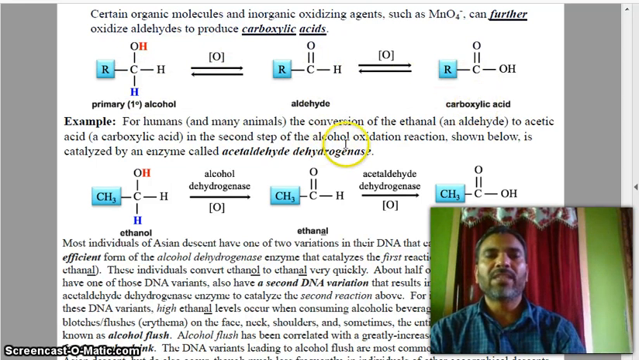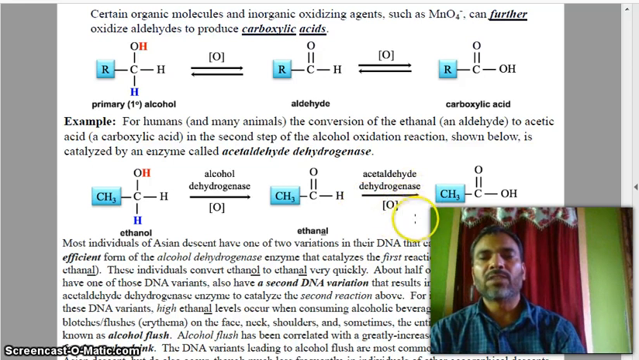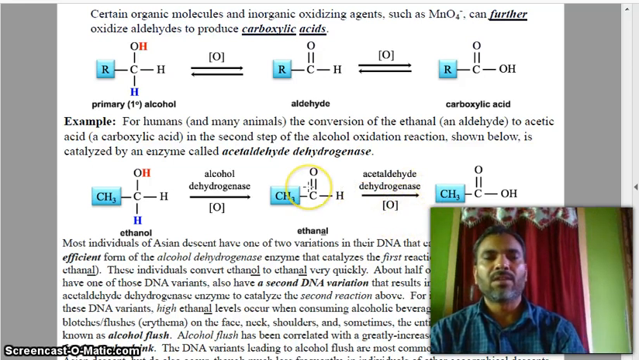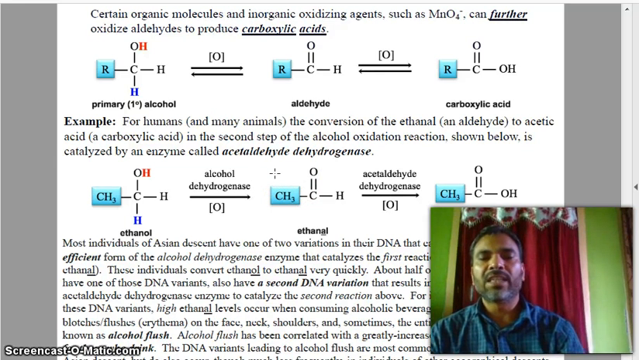For humans and many animals, the conversion of ethanol to acetaldehyde, and then to acetic acid, a carboxylic acid, is the second step of the alcohol oxidation reaction. Shown below is the reaction catalyzed by the enzyme called acetaldehyde dehydrogenase. Look at this, this is the ethanol. Alcohol dehydrogenase gives acetaldehyde and acetaldehyde dehydrogenase gives ethanoic acid. Most individuals of Asian descent have one of two variants in DNA that each result in especially efficient alcohol dehydrogenase enzyme that catalyzes the first reaction, and a lot of others.